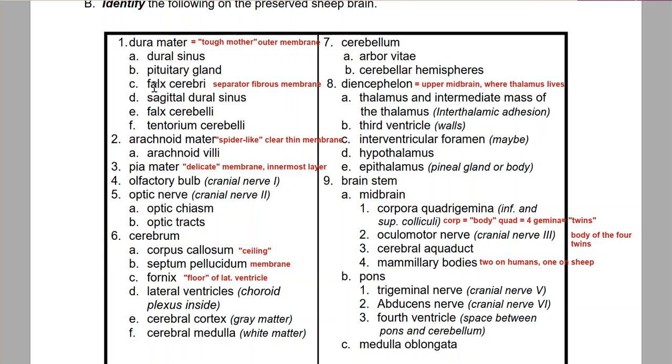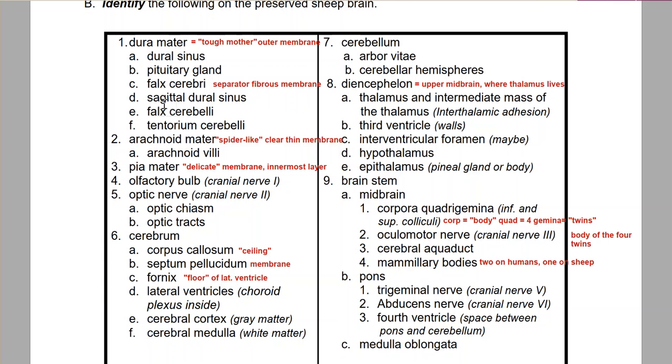Falx cerebri: falx means a separator, like a fibrous membrane that's a separator. So falx cerebri separates the two halves of your cerebrum, the two halves of your brain. That's also where your sagittal dural sinus is. So that's happening in the longitudinal fissure between the two halves of your brain. And then falx cerebelli, that's a hard fibrous membrane between cerebrum and cerebellum. And then tentorium cerebelli is like a cerebellar membrane.